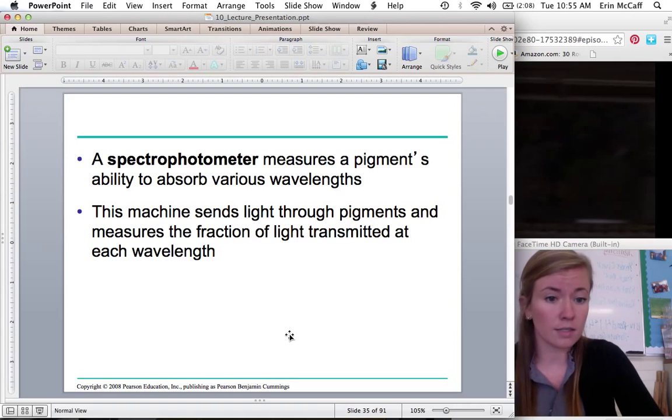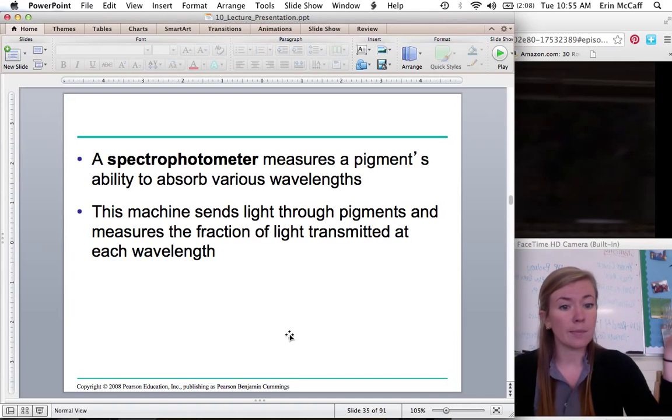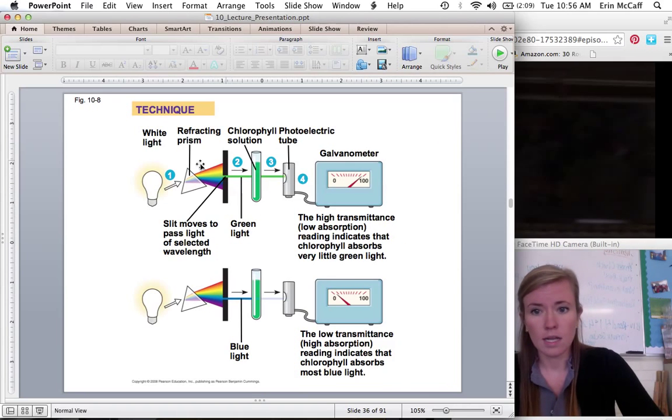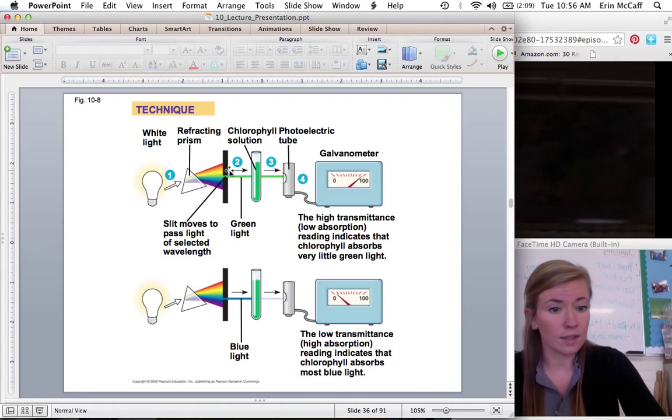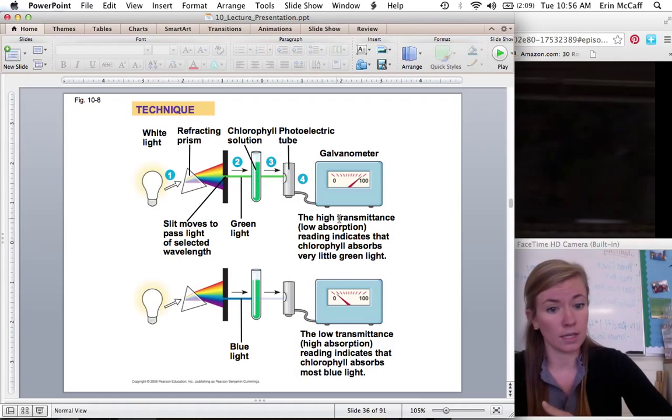And so there's this machine called a spectrophotometer, which can tell you about a pigment's ability to absorb that wavelength. Basically, the machine, it looks like this, sends a wavelength of light, which you determine, through a sample. And it will measure how much of that light comes through on the other side.